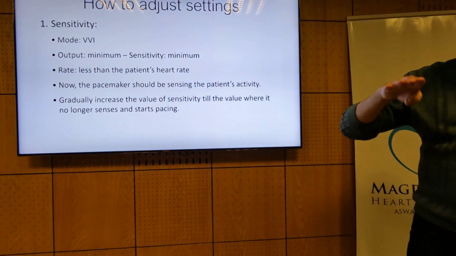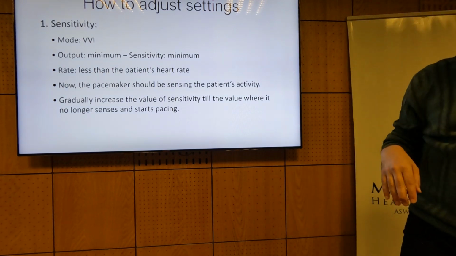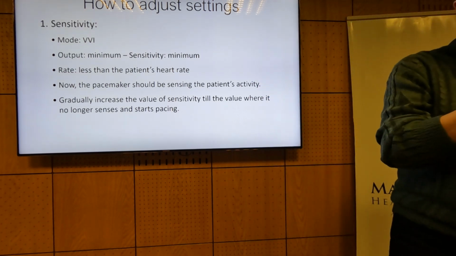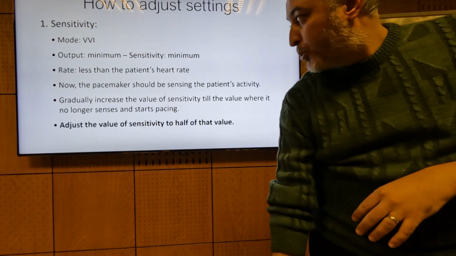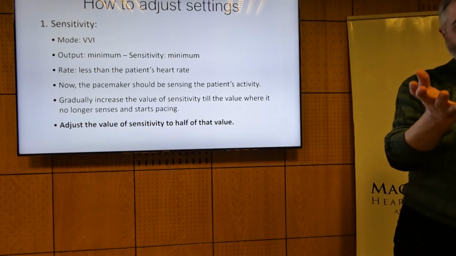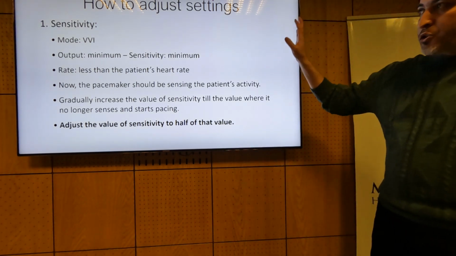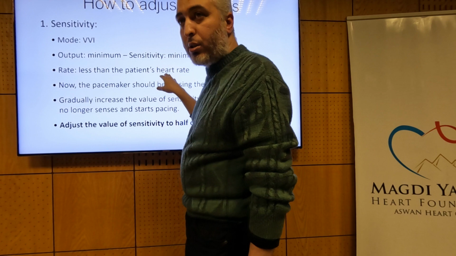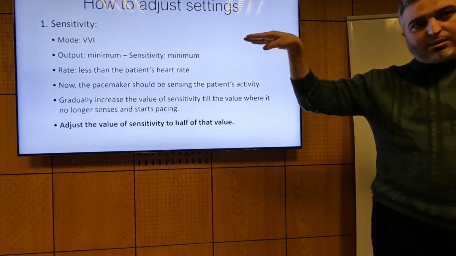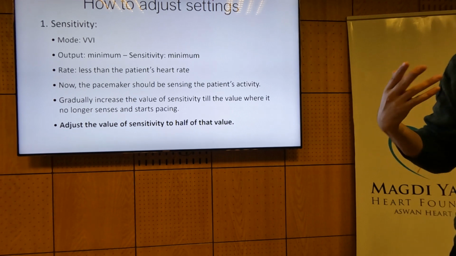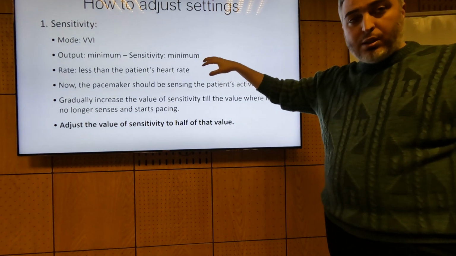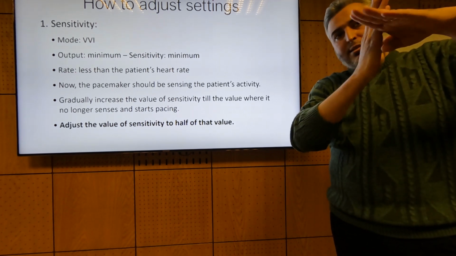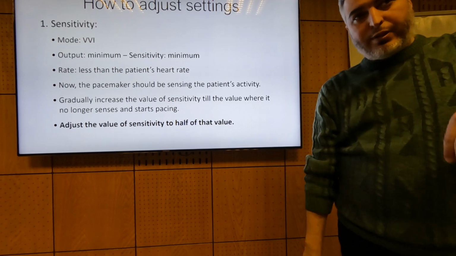So now you're not sensing even his activity, okay? And then you know where it starts pacing at that number. This is the number of sensitivity, and then you put it lower. You put it half of that. So you give yourself a margin, okay? So VVI, minimum output, minimum sensitivity, and then rate less than the patient, and you keep increasing the number of the sensitivity till the pacemaker starts pacing, although the rate is less than the patient. I mean, it stops sensing the patient's activity, and then you know that this is the number, and you set it on half of that.